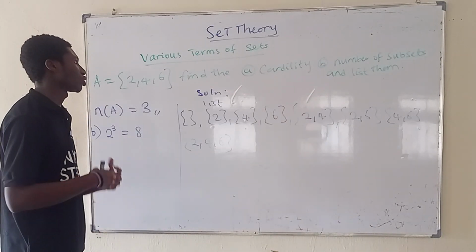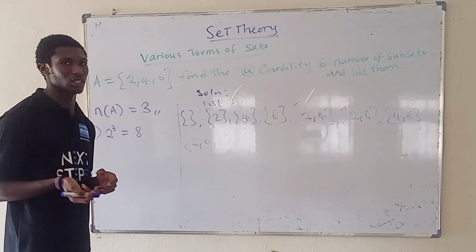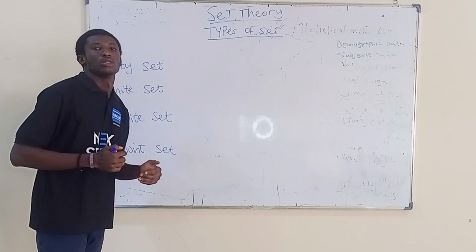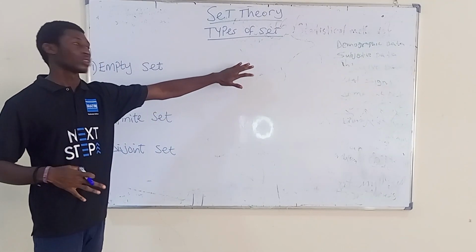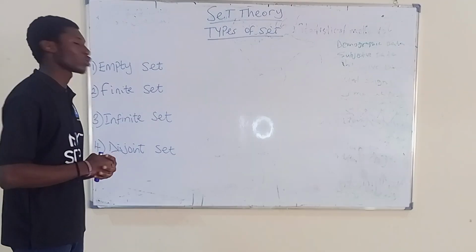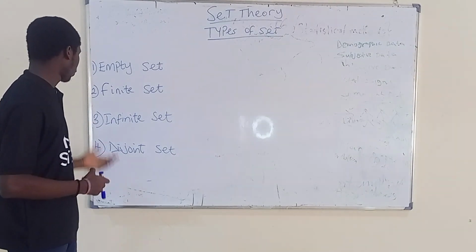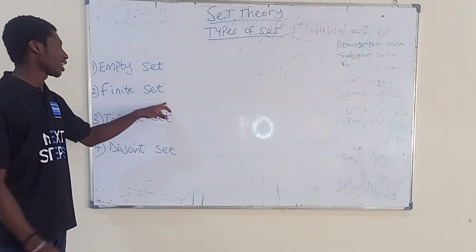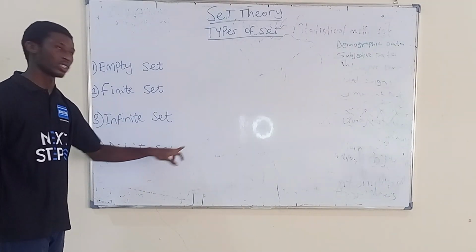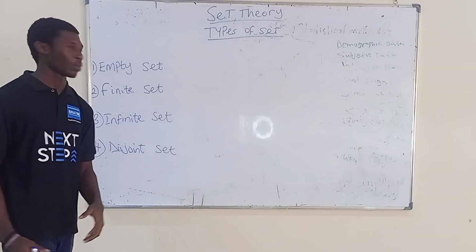Next, we'll be looking at the types of sets. So now we'll be looking at the various types of sets. And there are 8 types of sets we'll be looking at. The first 4 will be your empty set, your finite set, infinite set, and disjoint set.